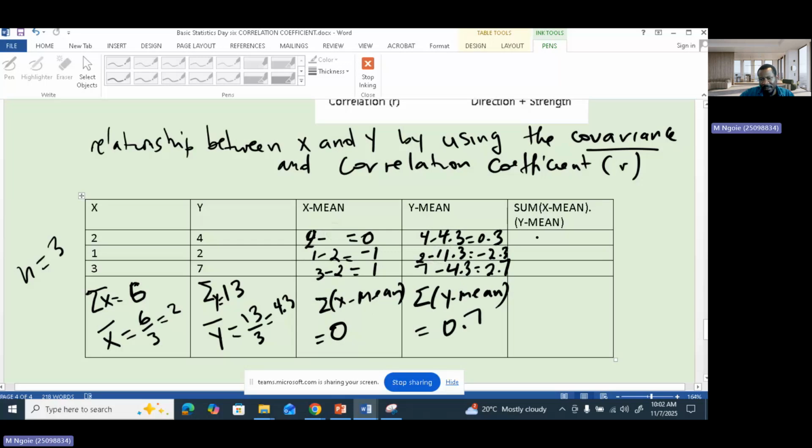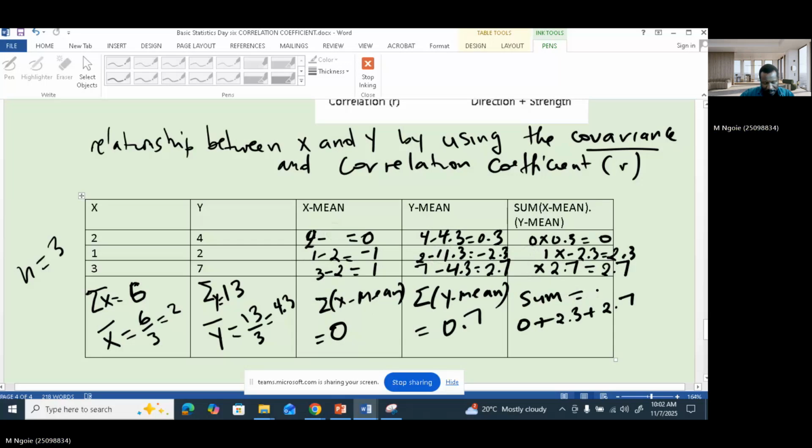Okay, now here is the sum. It's going to be 0 times negative 0.3, which is 0. Negative 1 times negative 2.3 is 2.3, and 1 times 2.7 is 2.7. The sum here is 0 plus 2.3 plus 2.7, right? That's going to be 5.